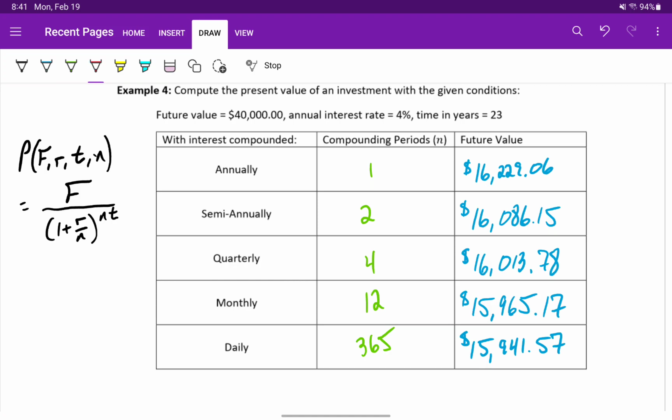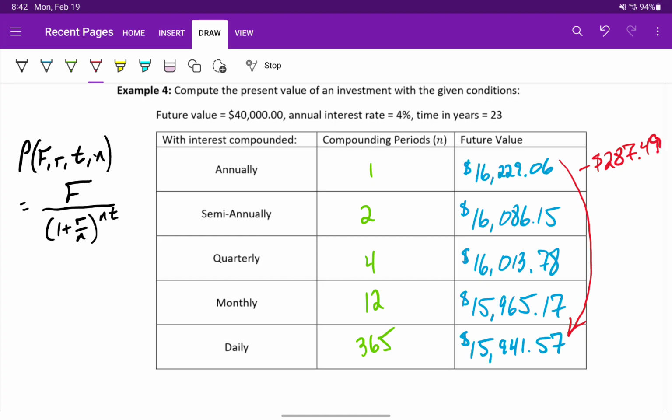Keep in mind that for each of those values, we rounded up to make sure that the initial deposit is enough to hit at a minimum that future value. And the pattern that we see here is that going from when our interest was compounded annually to daily, that present value actually decreased by $287.49.